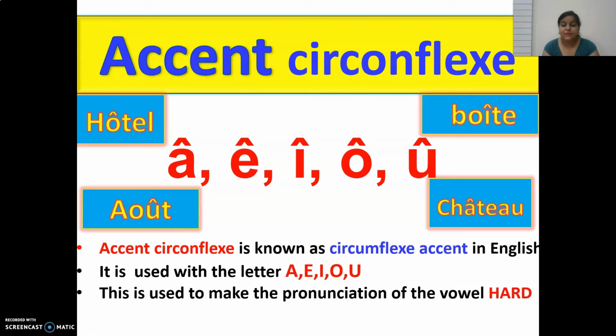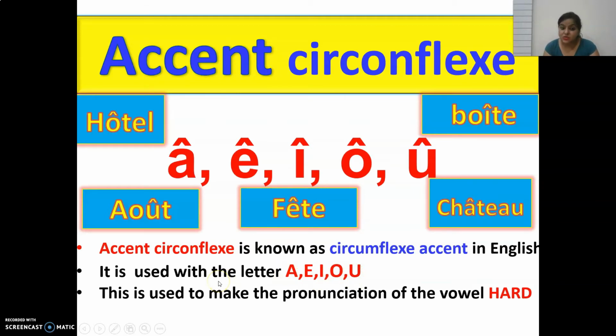Let's see another example. Boîte, boîte. Boîte is a box. And fête, fête. Here my focus is on the sound E. Fête is festival. So what we have learned about accent circumflex is that it is known as circumflex accent in English, and it is used on all the 5 vowels, that is A, E, I, O, U.